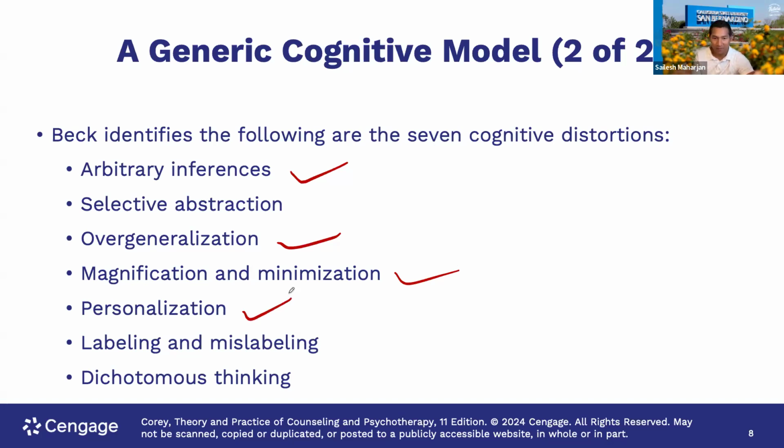Labeling and mislabeling, defining one's identity based on a single error or characteristic. I forgot to turn in the form. I am irresponsible. I am a failure. The behavior becomes fused with the self, right? And dichotomous thinking, seeing situations in absolute either-or terms.